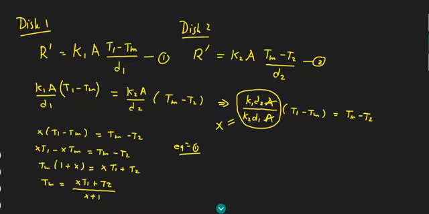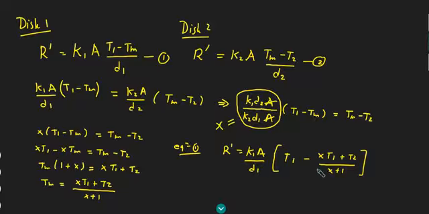Okay, so then I have r prime equals k1a. I'll divide k1a by d1, and then I have t1 minus, for tm I'll substitute this expression. So I have x T1 plus T2 divided by x plus 1. And then I'm going to use a common denominator and simplify this expression within the square brackets.